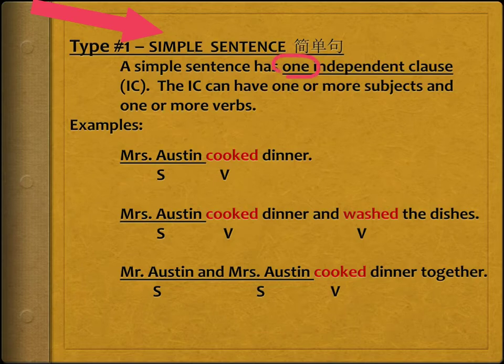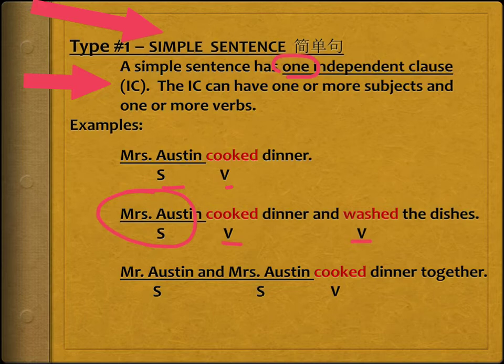Throughout this, you're going to see I'm going to be using IC for an independent clause. The independent clause can have more than one subject. It can have more than one verb. Some examples. Mrs. Austin cooked dinner. We have one subject. We have one verb. Mrs. Austin cooked dinner and washed the dishes. There's only one subject, Mrs. Austin, but there's two verbs. She cooked and she washed.